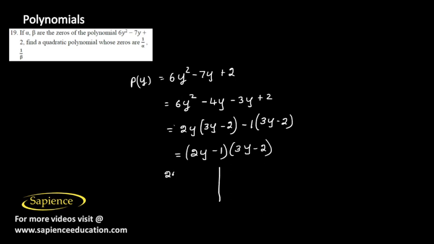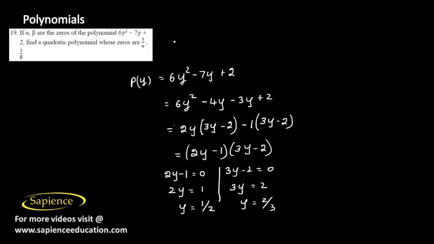So 2y minus 1 is equal to 0, or 3y minus 2 is equal to 0. In this case 3y is equal to 2, y is equal to 2 by 3. And in this case 2y is equal to 1 and y is equal to 1 by 2. So let us take alpha as 1 by 2 and beta as 2 by 3.